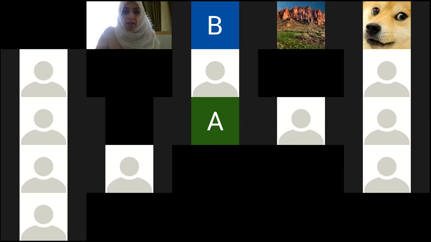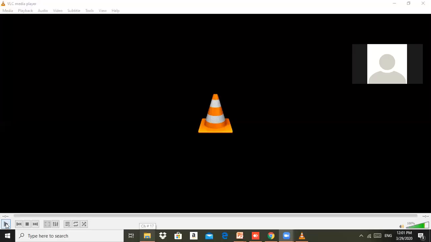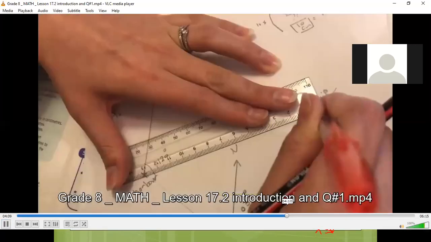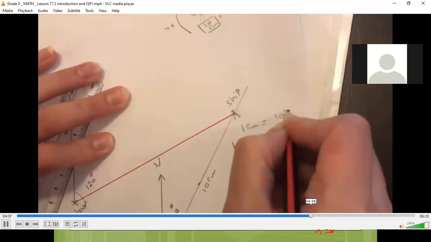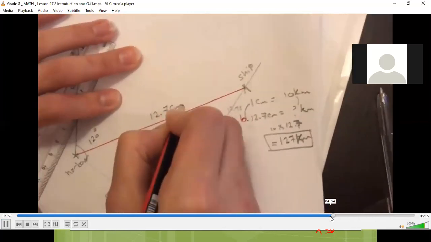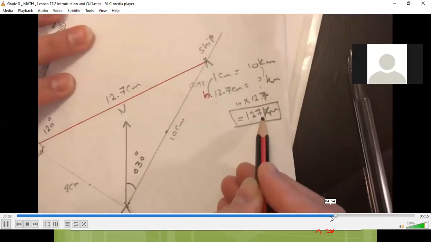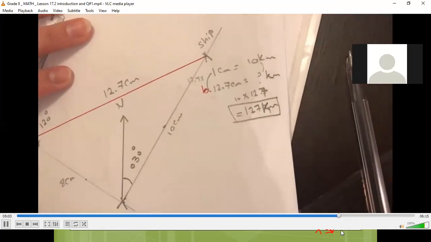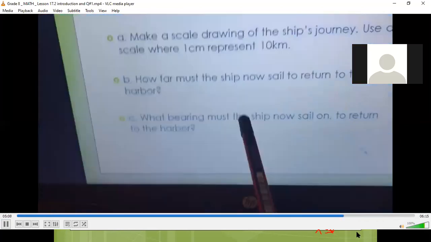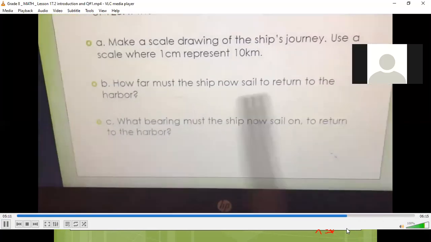Okay, so I will go by sharing the same video, and we will go to the last part in this exercise. Here we are. So I will just go to the last part. We are done with the first part, second part. So this is part B, and then we will start part C. It equals 127 kilometers in real life. So this is the second part. Part C, what bearing must the ship now sail to return to the harbor?